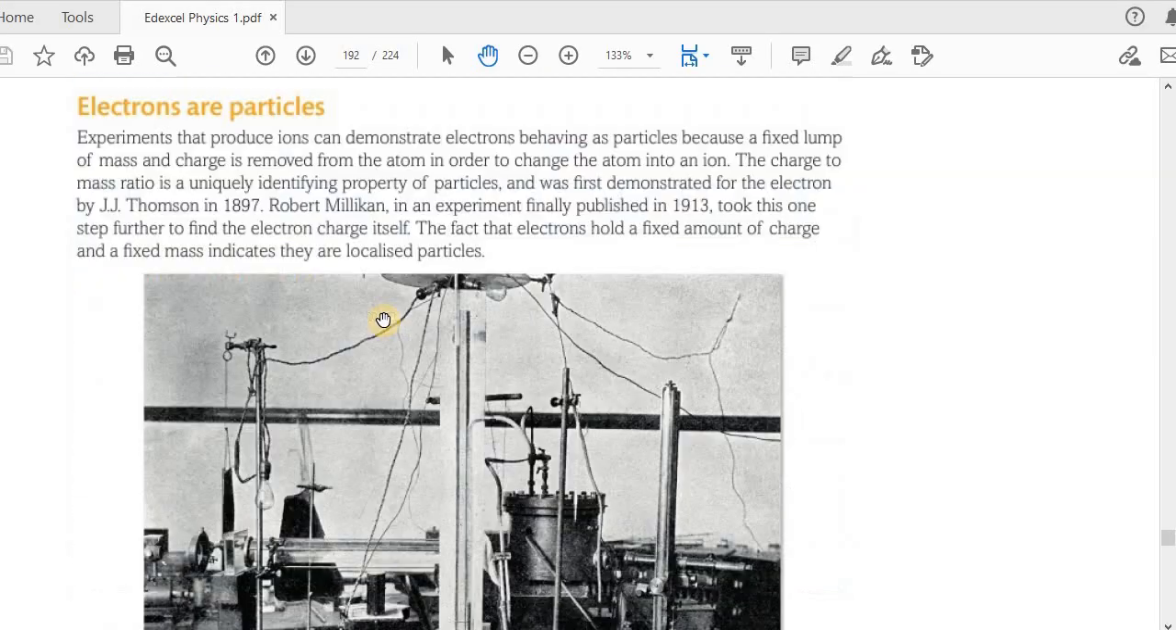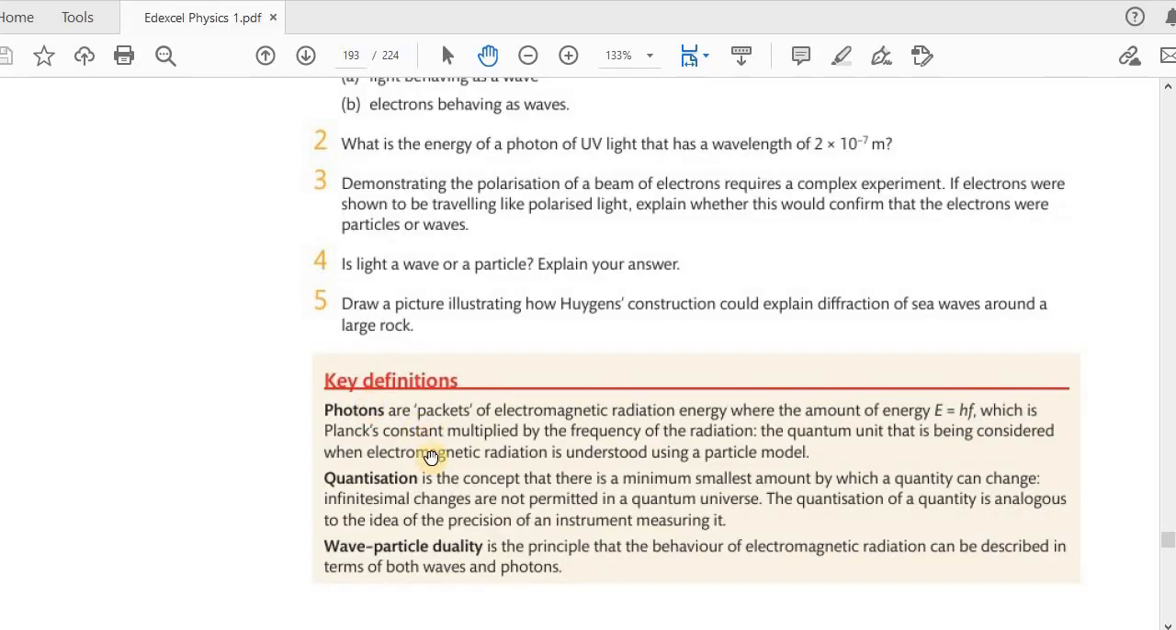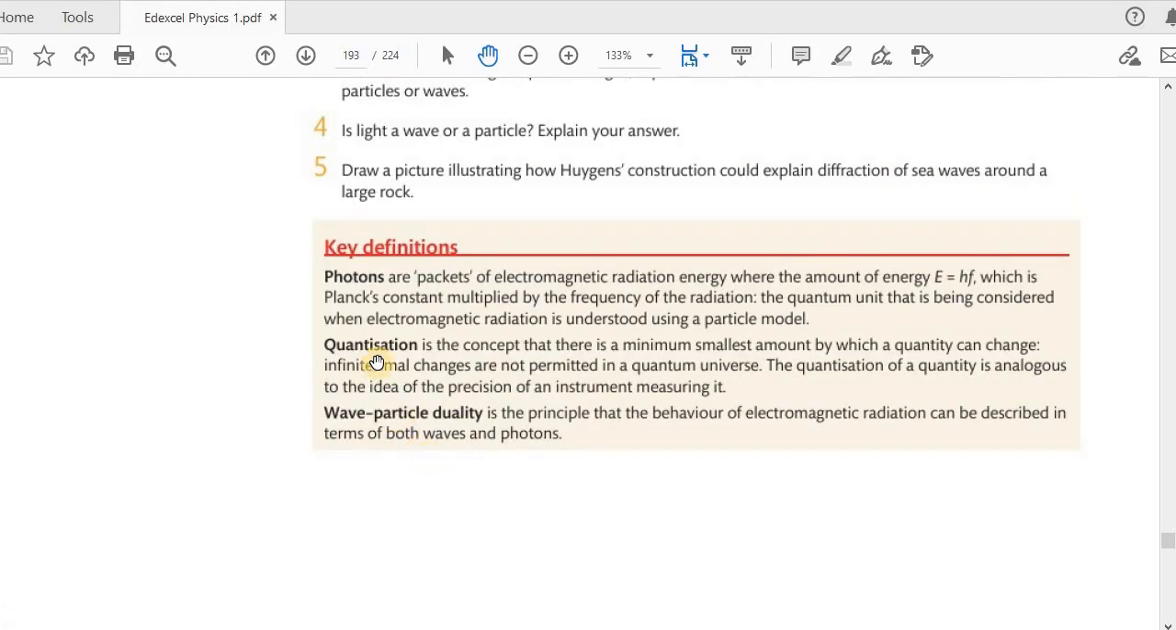Now if you go to the bottom here, that is the last part of this subchapter 5.2.1, you can see what quantization is: the concept that there is a minimum, smallest amount by which a quantity can change. Infinitesimal changes are not permitted in a quantum universe. The quantization of a quantity is analogous to the idea of the precision of an instrument measuring it. You know the precision of an instrument is the smallest division in the instrument.